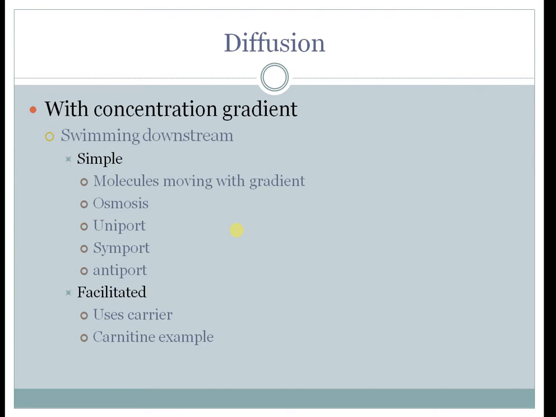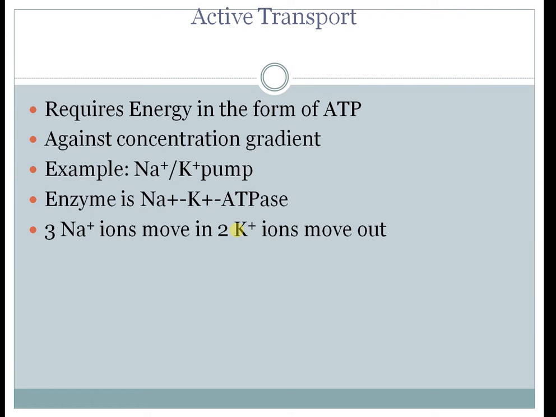So how does diffusion work? It goes with the concentration gradient, like swimming downstream. Simple molecules move with the gradient, as in osmosis. There are uniport, symport and antiport, and facilitated diffusion uses carriers, with creatinine and carnitine as examples.